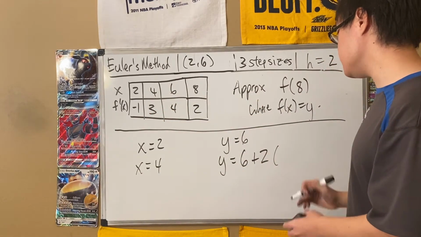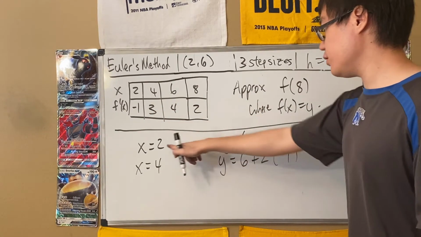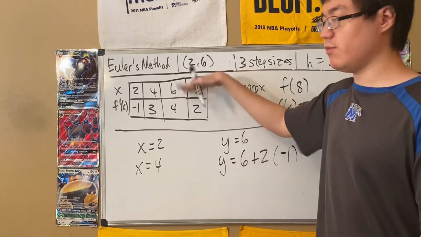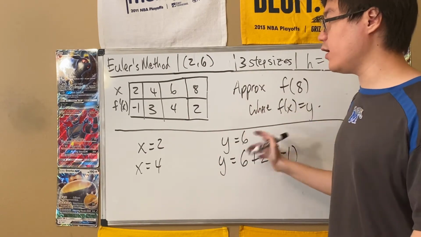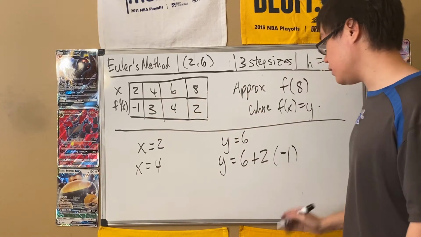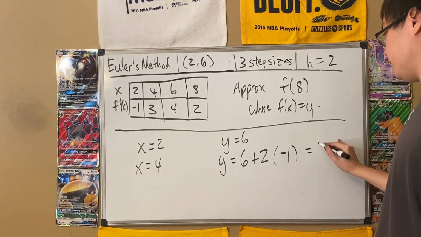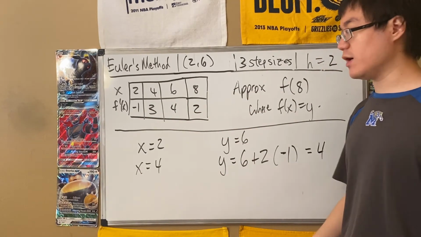So it's going to be 2 times negative 1. Because again, you plug in those old x and y into your table or your differential equation. There was no y given. It's just x, so it's negative 1. So in this case, it looks like our answer is going to be 4. Then we have to do the process again.